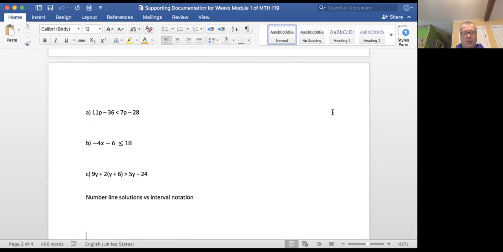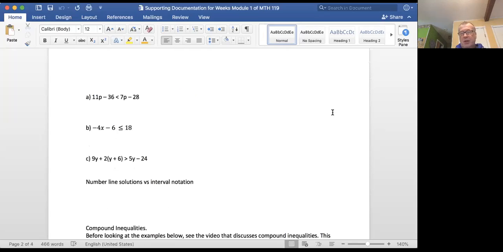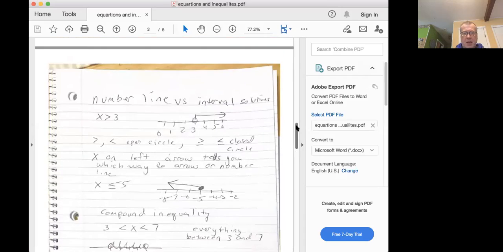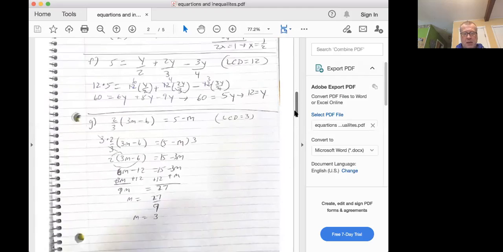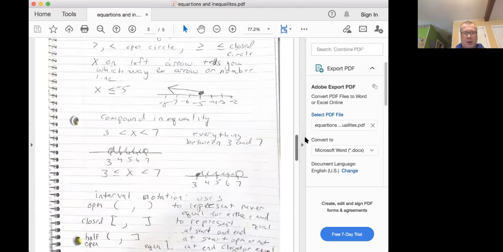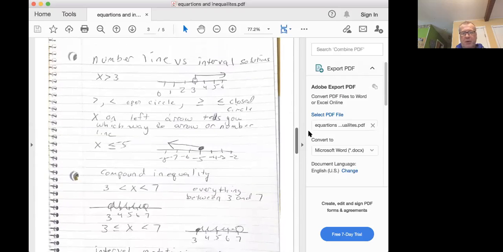So I have several examples here, and let's take a look at these examples. This is on a PDF I will be sending to you. So let's take a look. So this has the equations on. Now the first thing I want to do is talk a little bit about number line versus interval notation solution. Okay, you might be familiar with the number line solution.